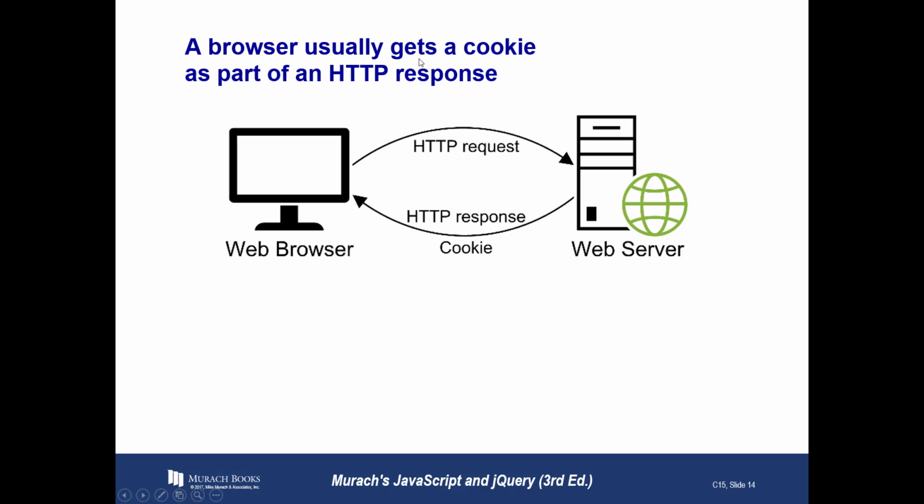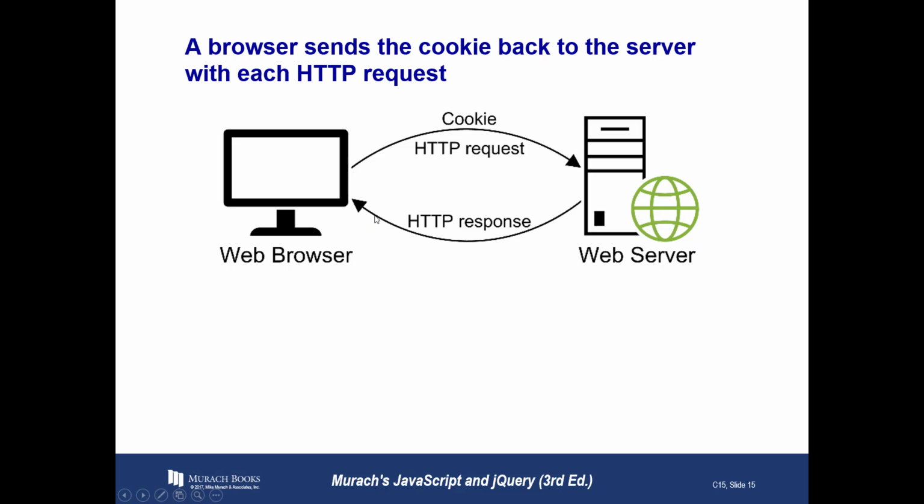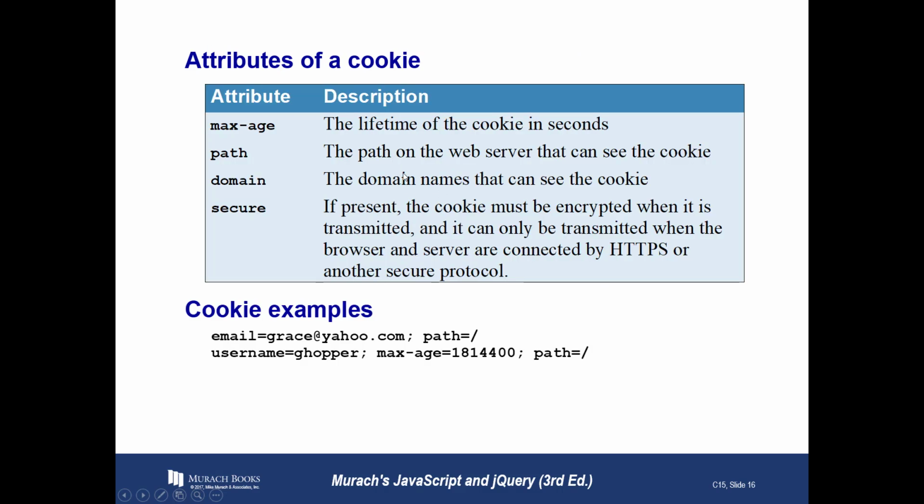A browser usually gets a cookie as part of the HTTP response. We've looked at this before, so I'm not going to go over it right now. The browser sends the cookie to the server with each request. There are different things that you can do with cookies. First of all, cookies are small files. Typically, they can only be up to about 4K, which is 4,000 bytes in length.